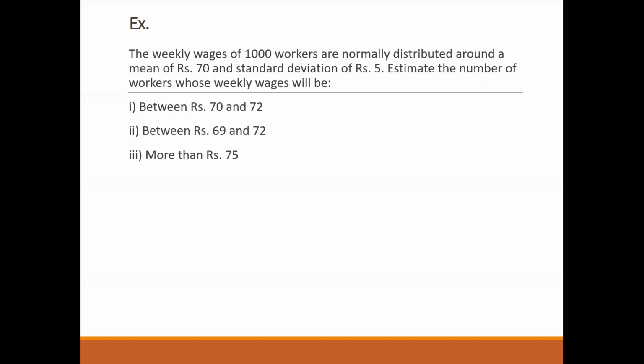It's already like 1 minute left. So the last one is for value more than rupees 75. So when I say more than 75, the value of Z will be 75 minus 70 divided by 5. That comes as 1. That means probability of the value from 1 to infinity. That means I have to use 0.5, the total, minus the probability for the 1.